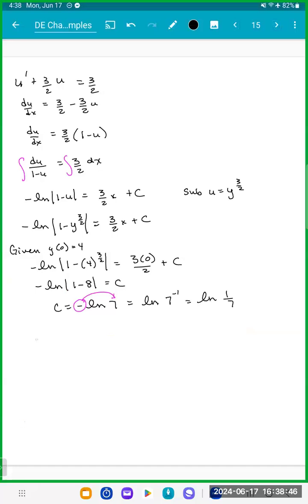So now we have negative 3x squared, negative 3x over 2 is equal to ln of 1 over 7 plus ln 1 minus y to the 3/2. And so that will simplify to ln of 1/7, right? We're just combining these two terms. They're added, so they're multiplying: 1/7 times 1 minus y to the 3/2.